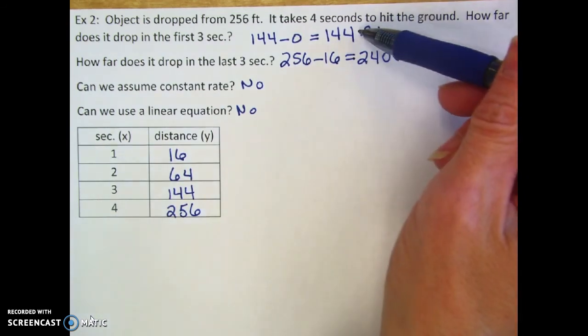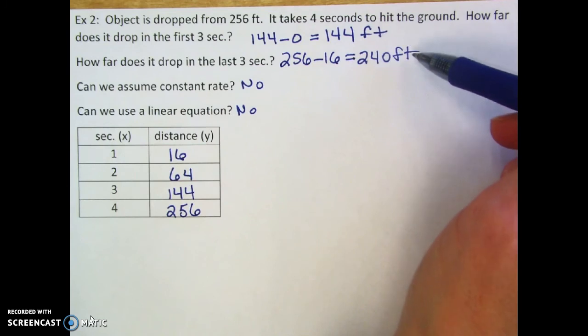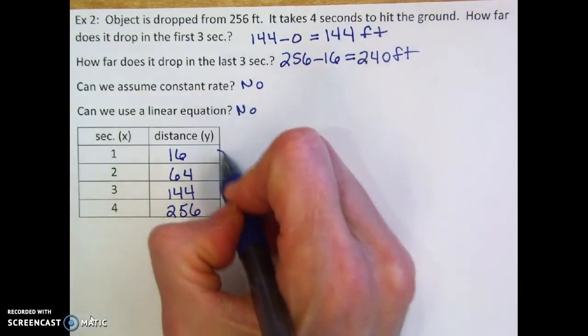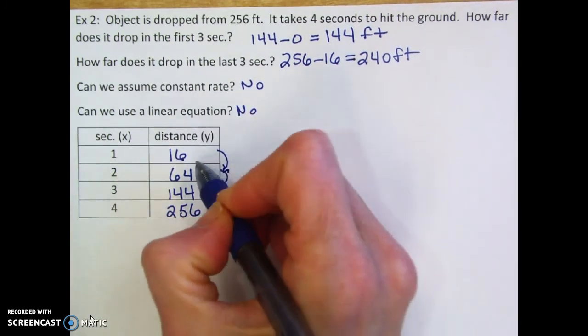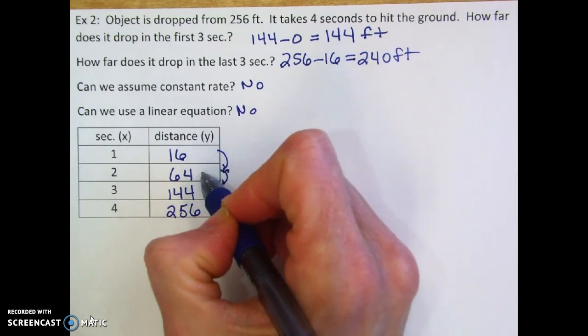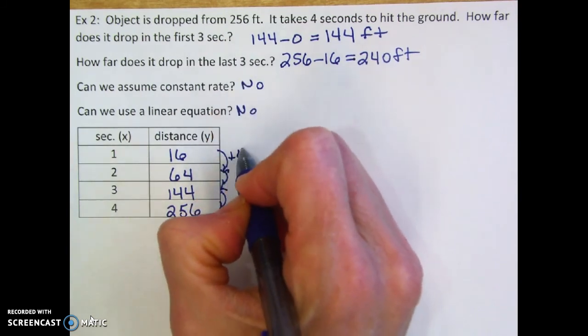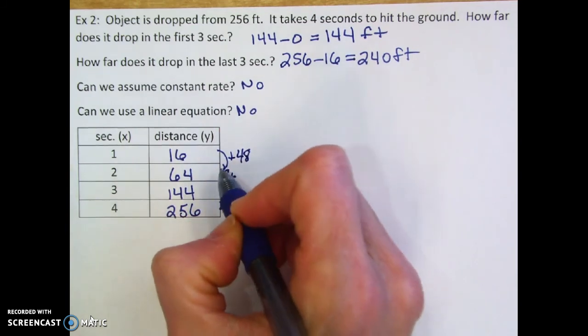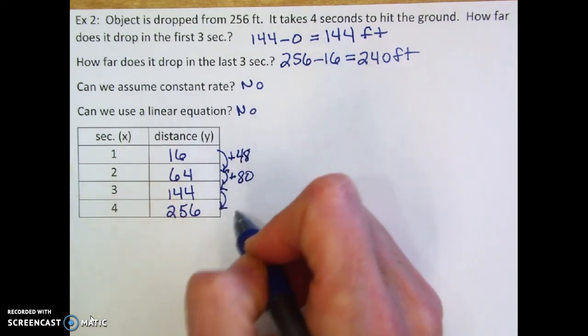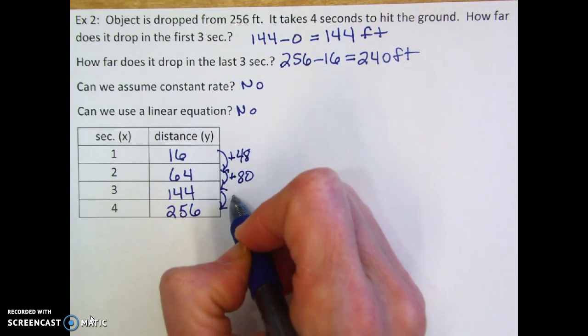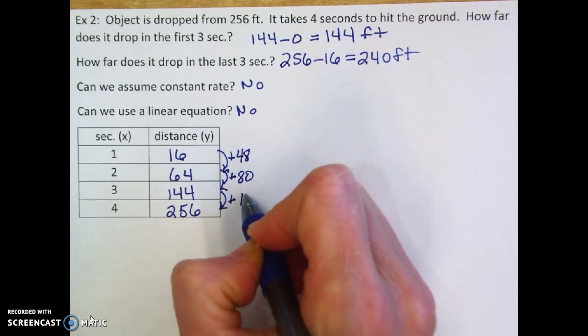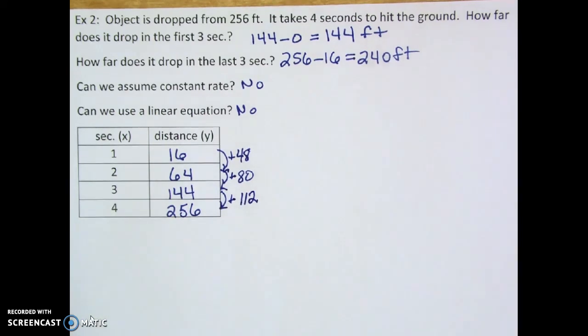So it is not dropping the same amount over the same period of time. Matter of fact, we can check these changes out down here as well. From second 1 to second 2, it increased 48 feet. From second 2 to second 3, it increased 80 feet, and in the last, from second 3 to second 4, it increased 112 feet. So the number of feet that it's dropping changes continuously throughout the problem. So this is not a constant rate and not a linear equation.